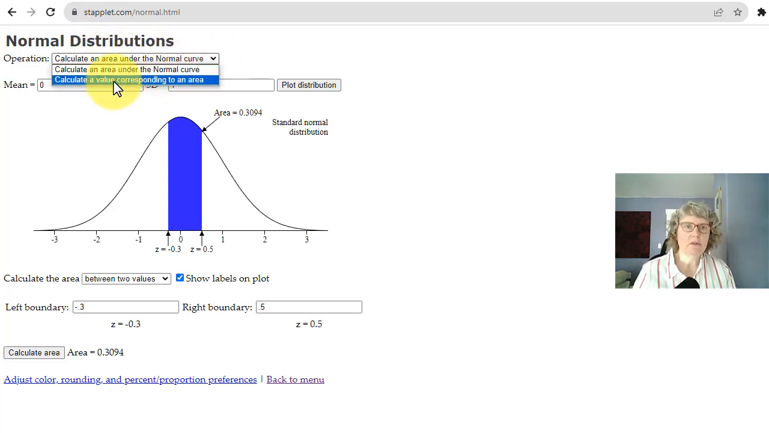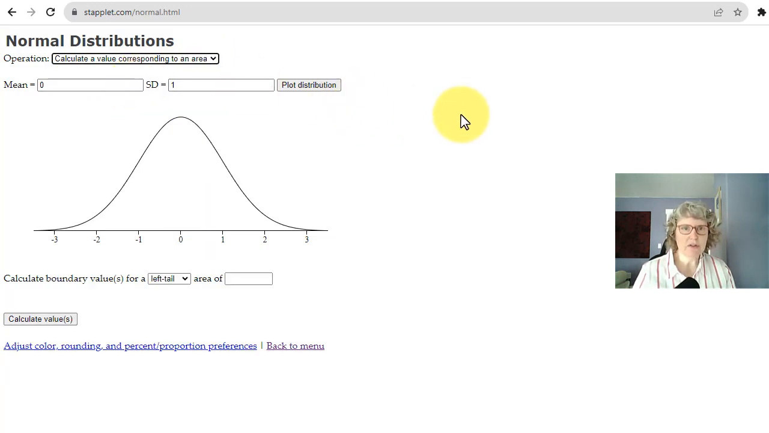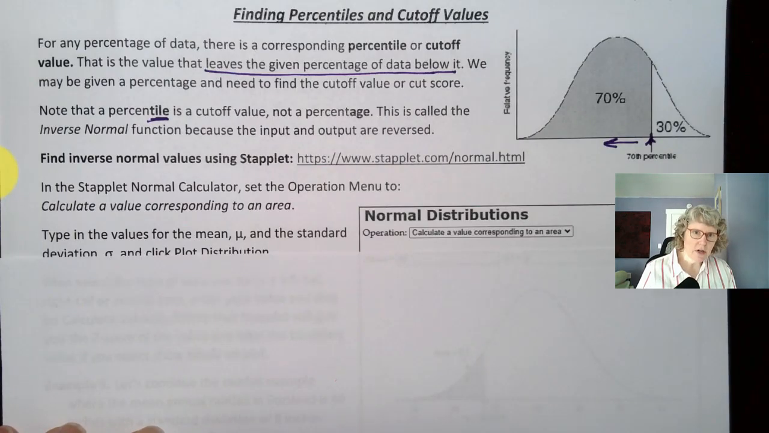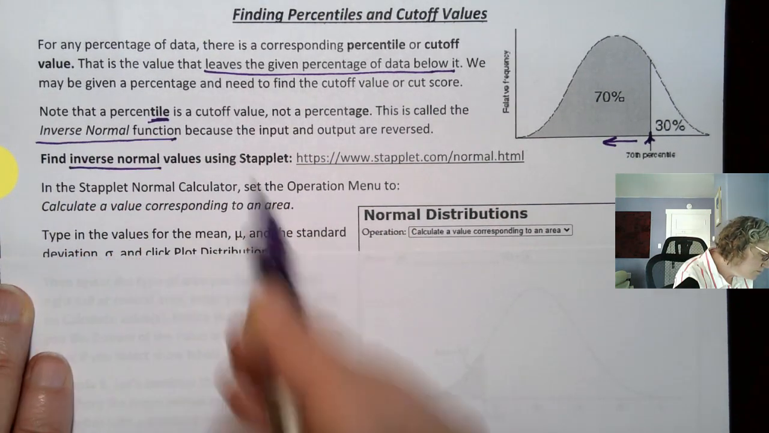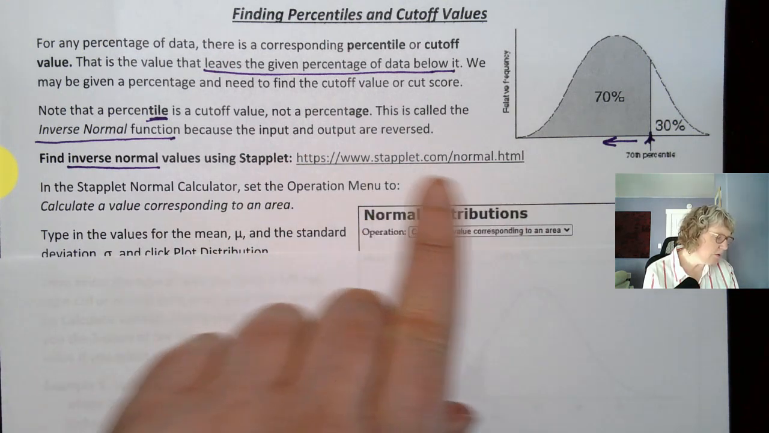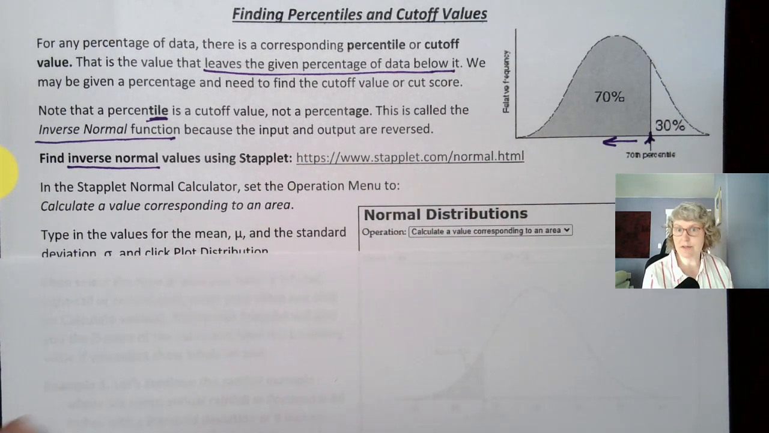But if we want to calculate a value corresponding to an area, that's called the inverse. It's also called the inverse normal. You might see that in some apps or some books or contexts. That's why I wrote inverse normal right here on the notes, in case you need that. We're still using the regular normal applet because this one does both. Sometimes there are two separate ones. That's why I like Statplet, because they have them both together in one, and you just decide which one to use rather than having to decide which app to use.